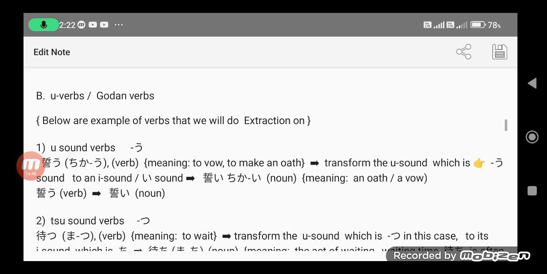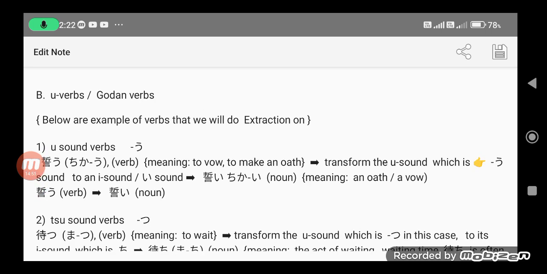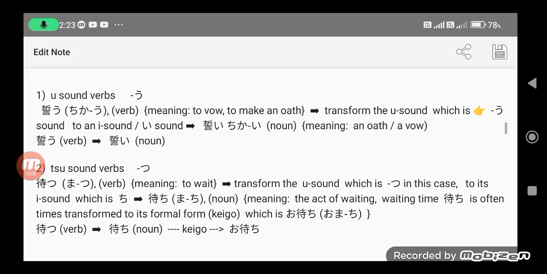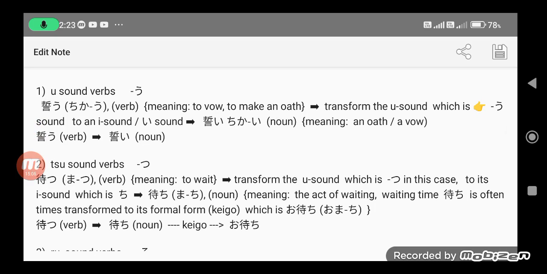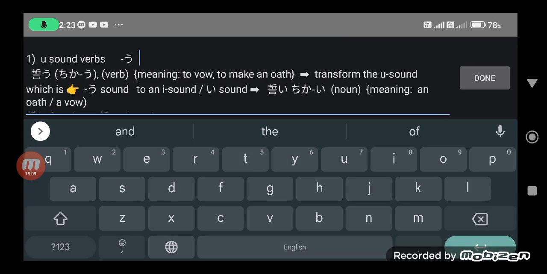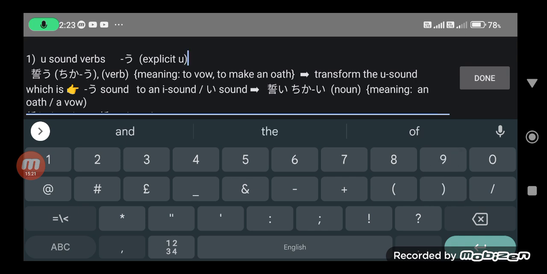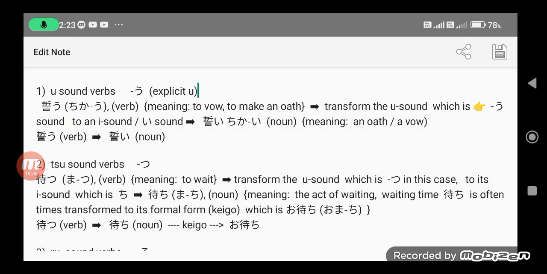Okay, going back to Godan verbs or u-verbs, below are examples of u-verbs that we will do extraction on. So for the U sounds, this is what I call the explicit U. Explicit U. What's the example of explicit U? Let's say chikau.